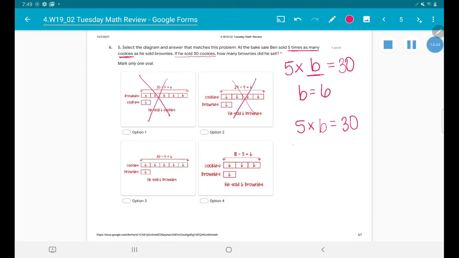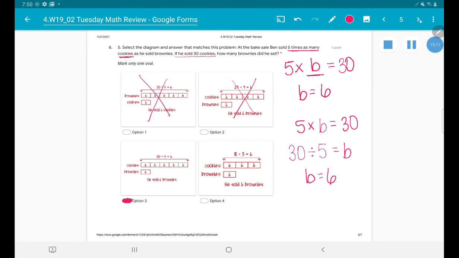If I make that into a division problem, I can take the total number of cookies, which was 30, and I can divide that by 5, because that was 5 times as many. That would tell me how many brownies he sold. And 30 divided by 5 is equal to 6. So option 3 is correct.